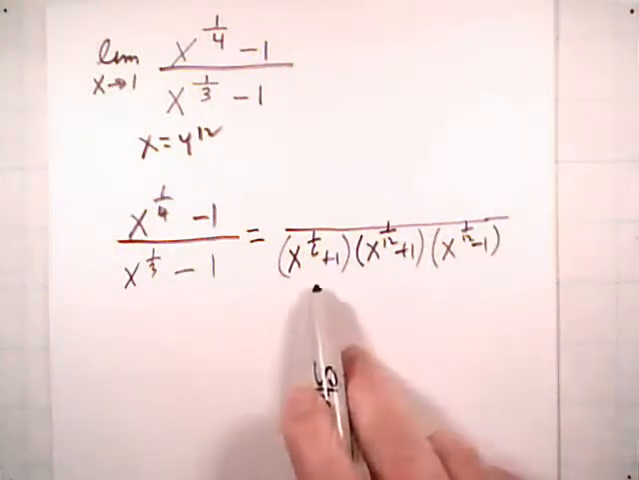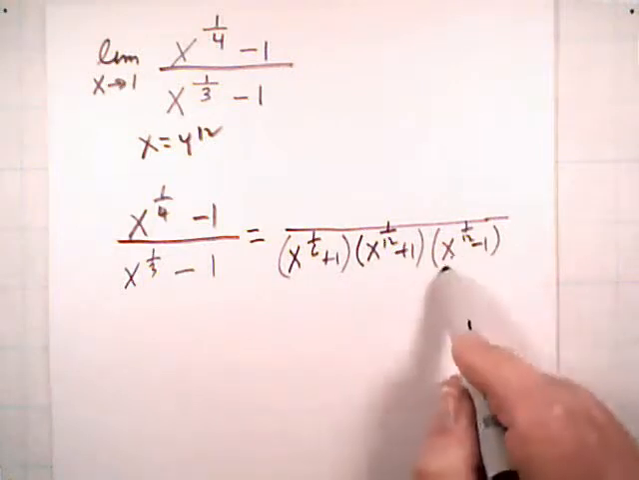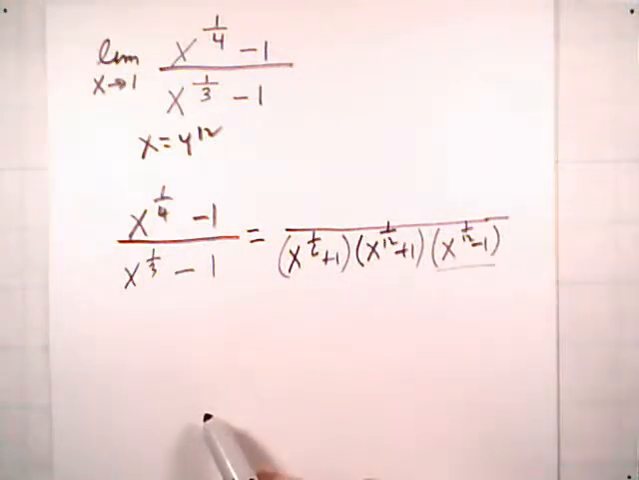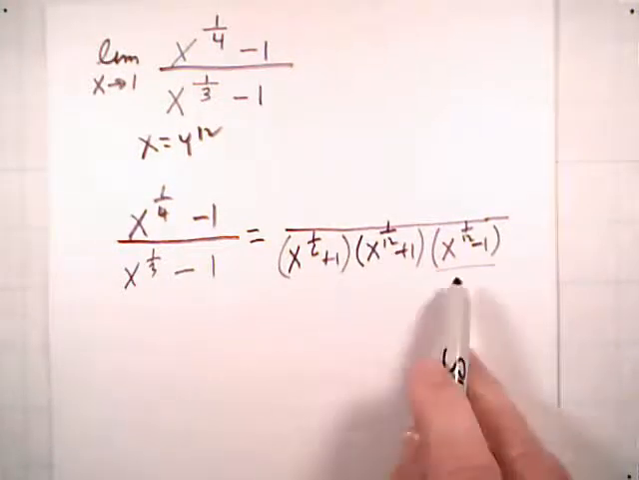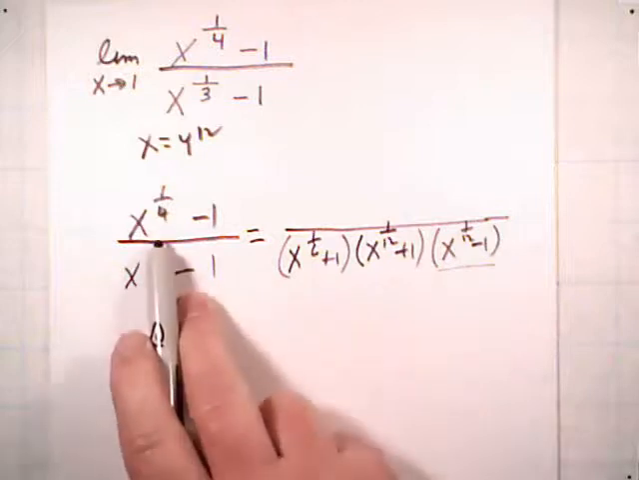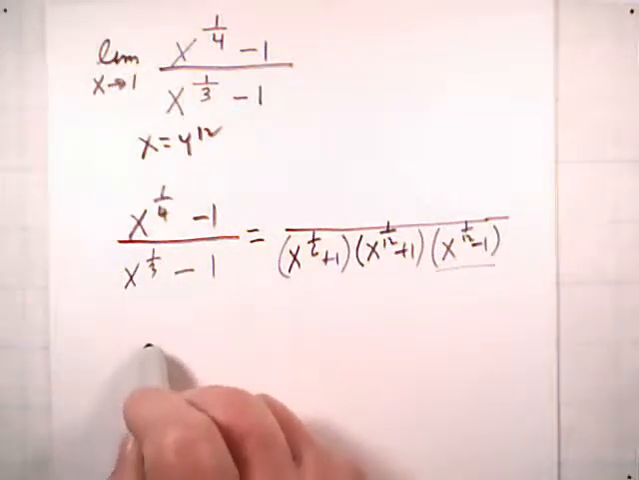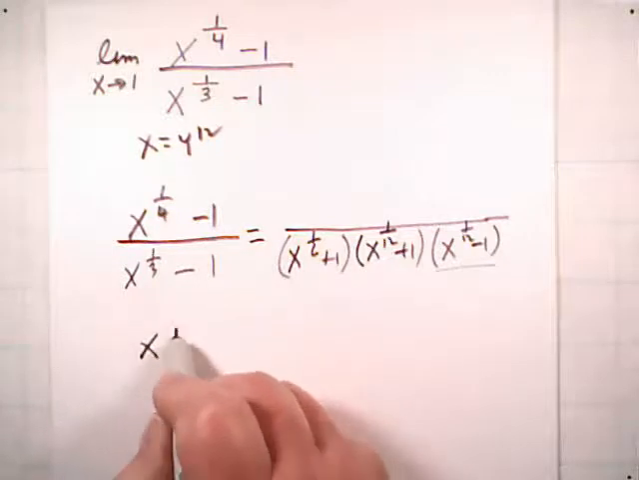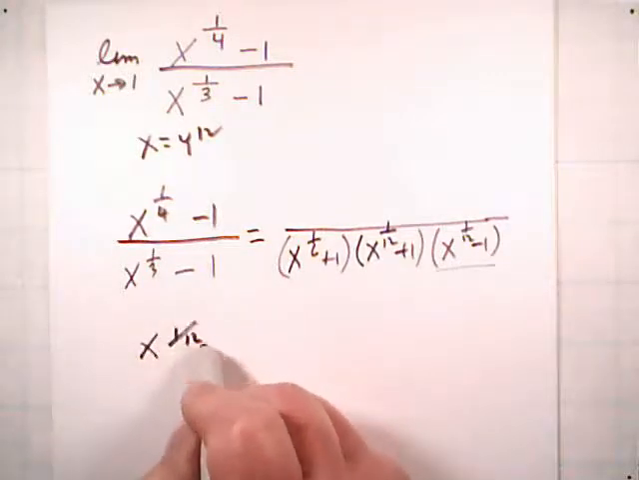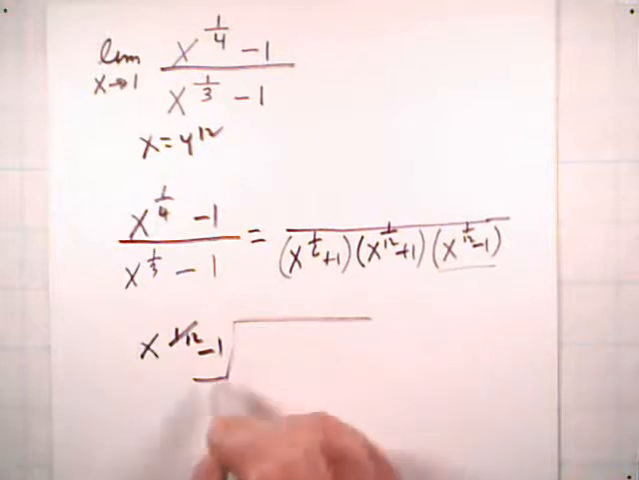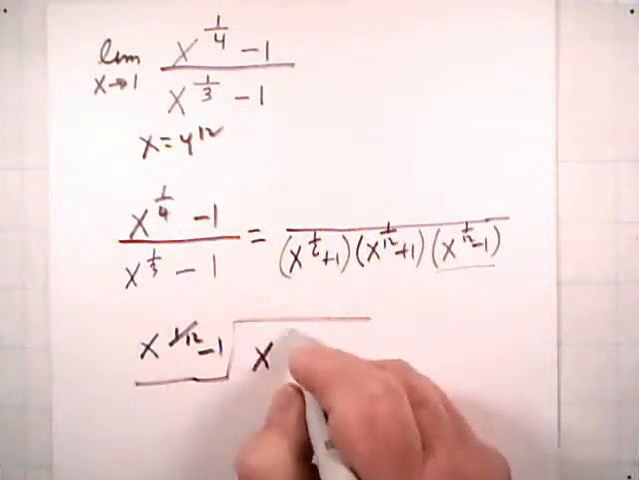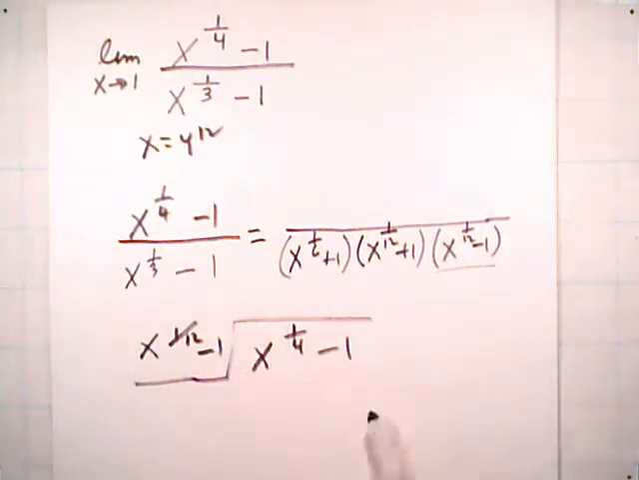Now, of all these factors, there's only one that can produce a 0 in the denominator, and that's x to the 1/12 minus 1. Now, what we'd like to do is find that factor in the numerator and factor it out. How would you do that? Do it the same way we did it before. We take x to the 1/12 minus 1 and divide it into x to the 1/4 minus 1.